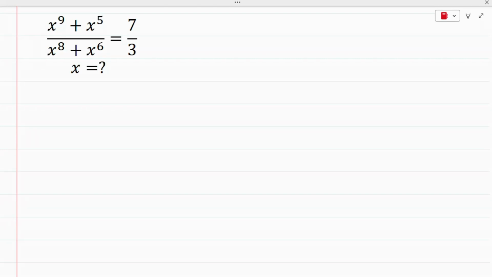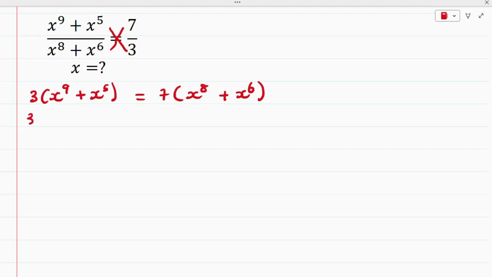So right here we have this nice algebra problem and we are to find the value of x. So the first thing, guys, we want to do is to simply cross multiply. By doing this we have 3 multiply x raised to the power of 9 plus x raised to the power of 5, and this is equal to 7 multiply x raised to the power of 8 plus x raised to the power of 6.